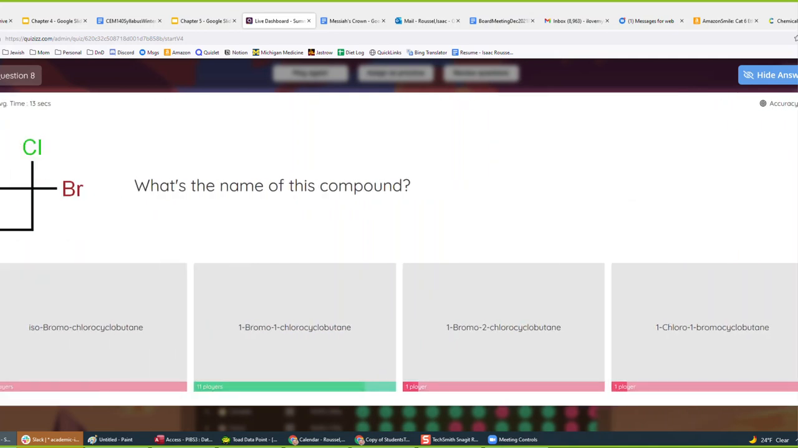I think most people got this one right. This is 1 bromo, 1 chlorocyclobutane. Yeah, this is not on the 2nd carbon, so they're both on the same carbon. So it's not 1, 2. And then here you want to list them alphabetically. So that's why it's 1 bromo, 1 chloro.